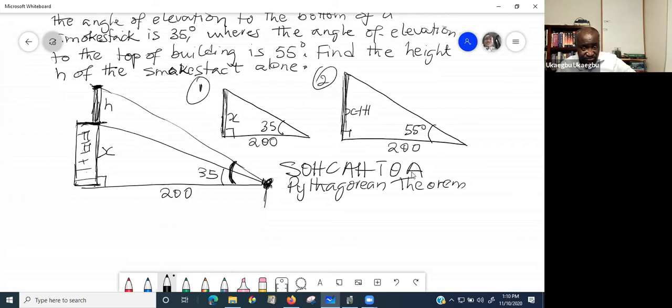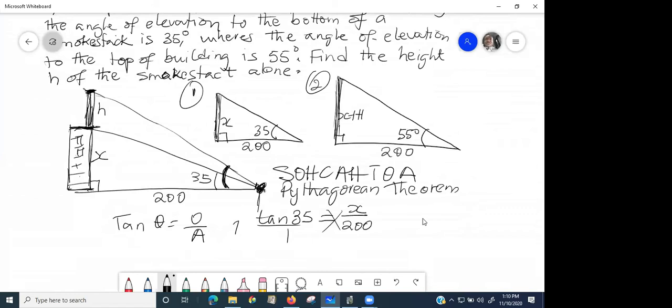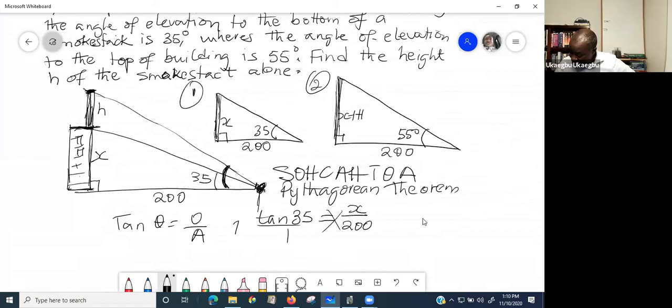How about tangent? Tangent will work because we have X, we have 200, we have adjacent. So we can say that tangent theta is opposite over adjacent. So tangent of 35 will give us X over 200, right? So how do we get X? Cross multiply. So we have 200 multiplied by tangent of 35, and that gives us the value of X.